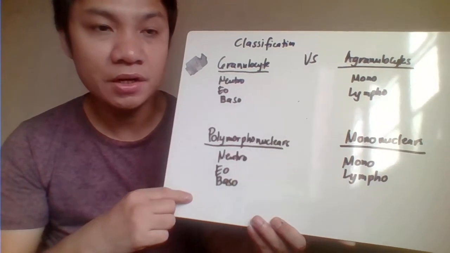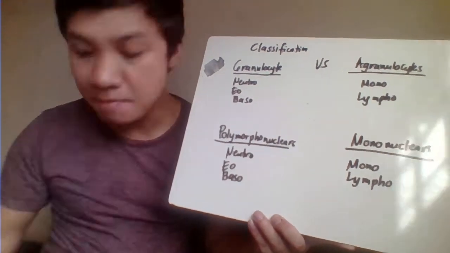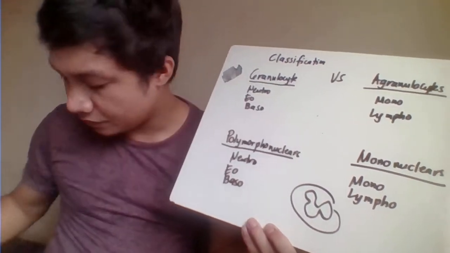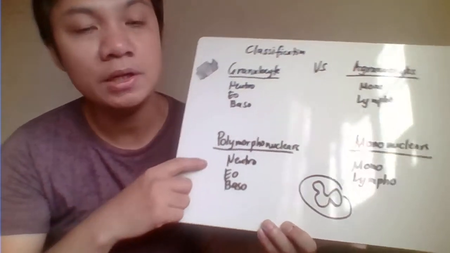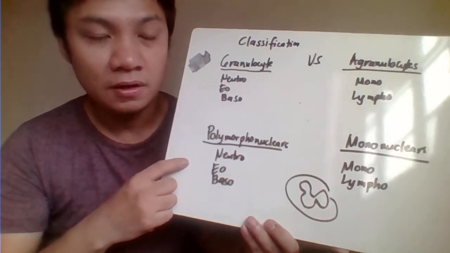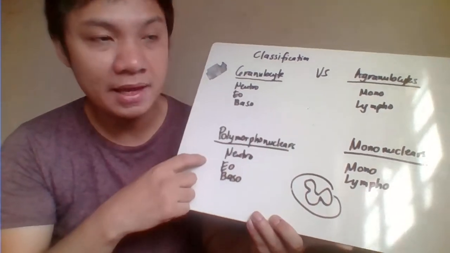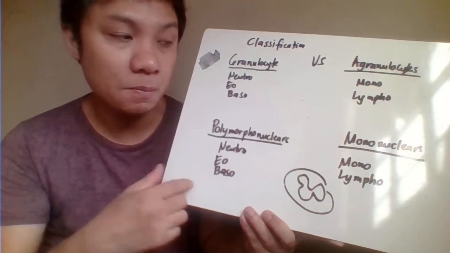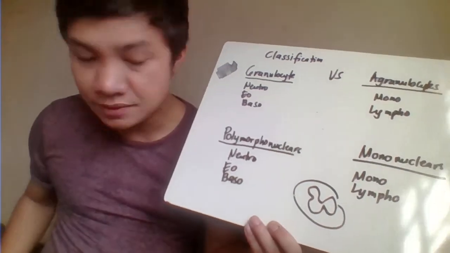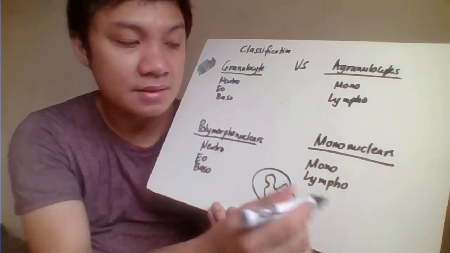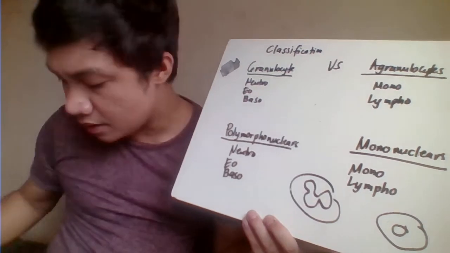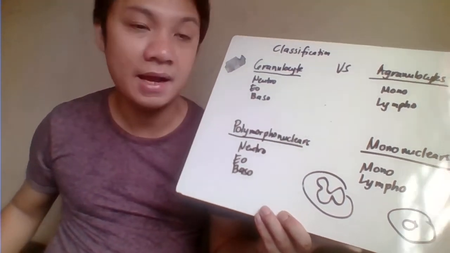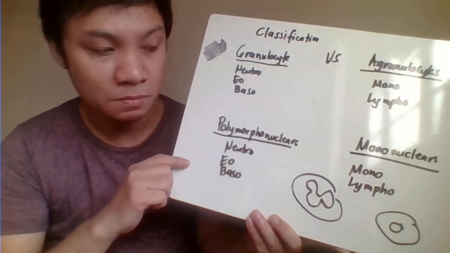Another classification is in terms of their nucleus, whether they are able to segment or lobulate. So, for example, if this is their nucleus and it segments or lobulates, we could classify that as polymorphonuclear. Again, these are your granulocytes, neutrophil, eosinophil, basophil, where they have segmented nuclei. And the mononuclear includes your monocyte and lymphocyte, because their nucleus is just round to oval, and does not segment as they mature.